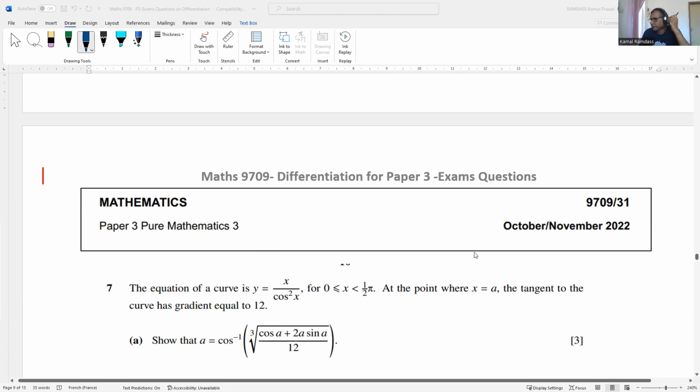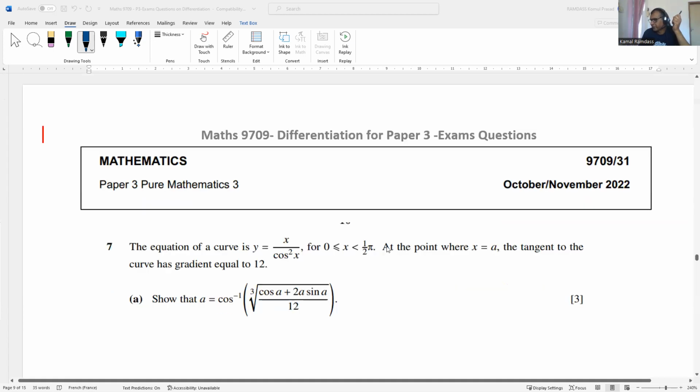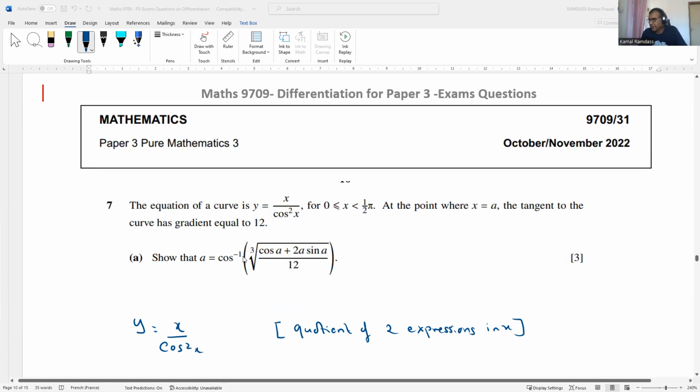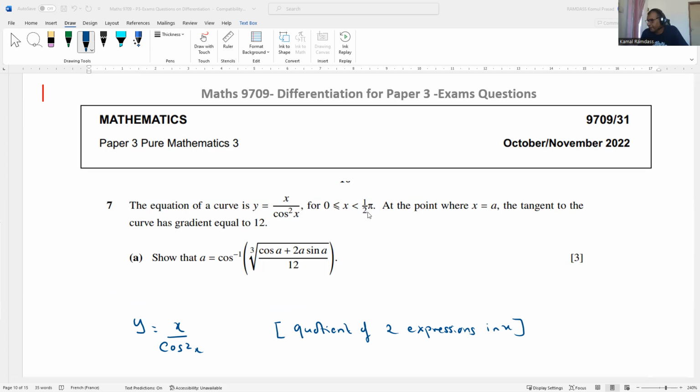October-November 2022, Paper 3, version 1, question number 7. The equation of a curve is y is equal to x over cos squared x, for x greater than or equal to 0 and less than pi by 2. At the point where x is equal to a, the tangent to the curve has a gradient equal to 12. First, show that a is equal to cos inverse of the cube root of (cos a plus 2a sin a) divided by 12.